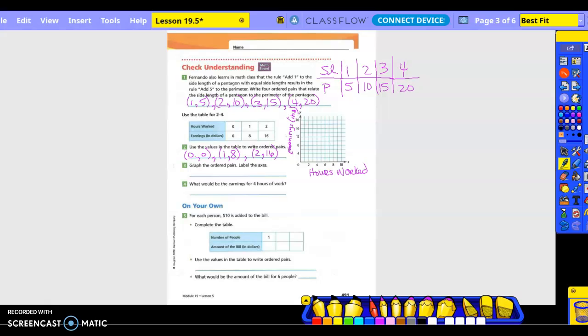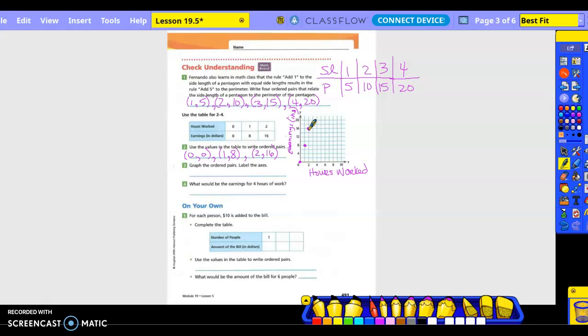Okay, so earnings in dollars, and you guys need to make sure you put the parentheses too because it's a label, right? So you need to make sure you put that. So then they want us to graph them, so I go to 0, 0 and put a dot. I go over 1 to the right and up 8, put another dot. I go over 2 and up 16 to another dot. Now, if I were to connect those, should I get a straight line? Yes, because they follow the same rule, right?